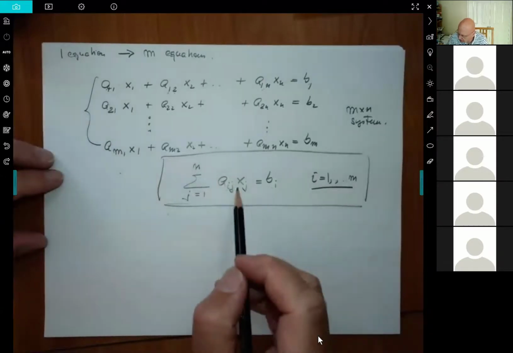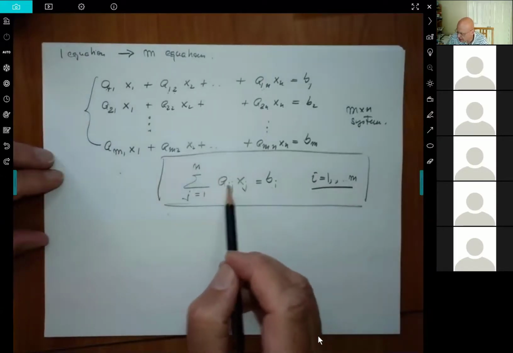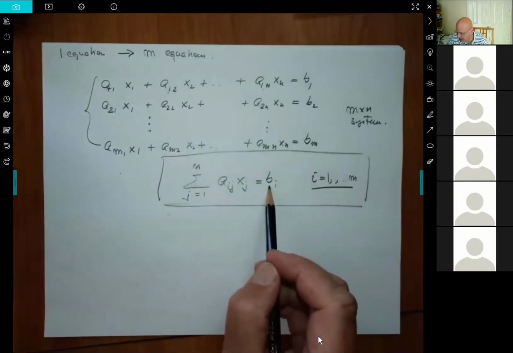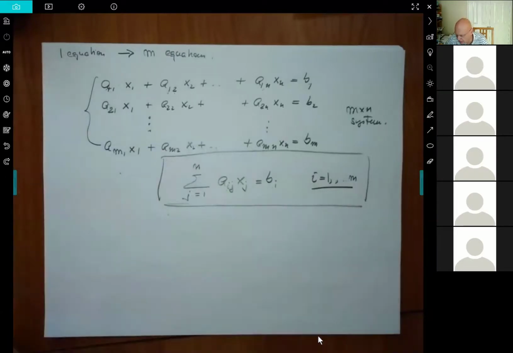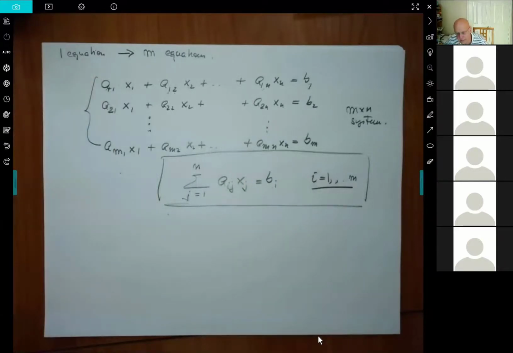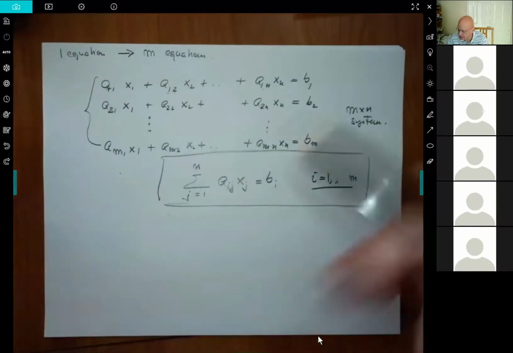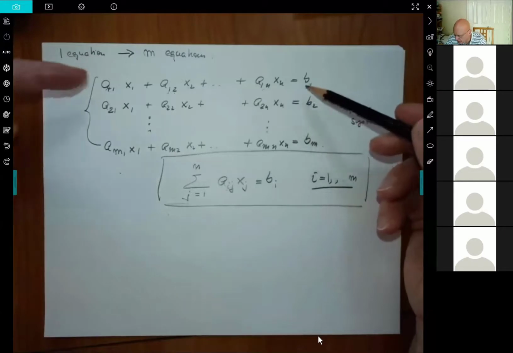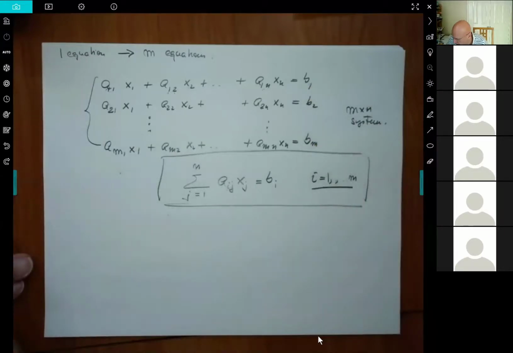And it turns out that these things here are already the entries of our matrix, and these are what we later call the entries of our vector. But at the moment, it's just a bunch of coefficients and variables put together, and this is how we can write a linear equation system m by n.